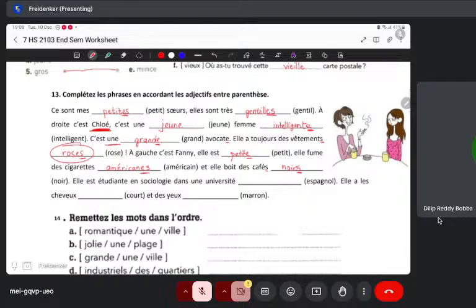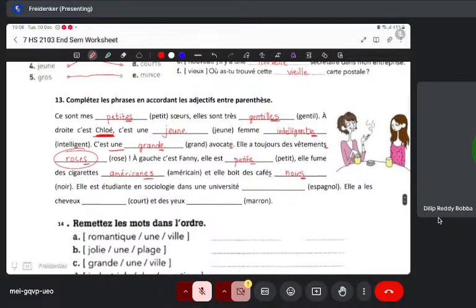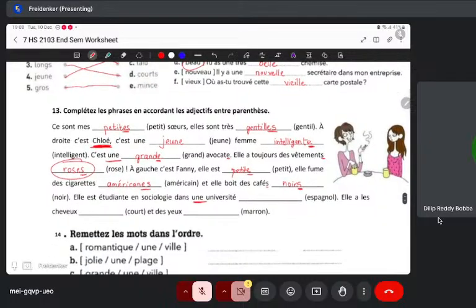Café is masculine. So she is a student in sociology in the university, like in a university. Which university? In a Spanish university. University is feminine, so you will get an E here. So Spanish will get an E. Español will get an E because feminine. No, you're converting it to feminine. Get an E. Elle a les cheveux.